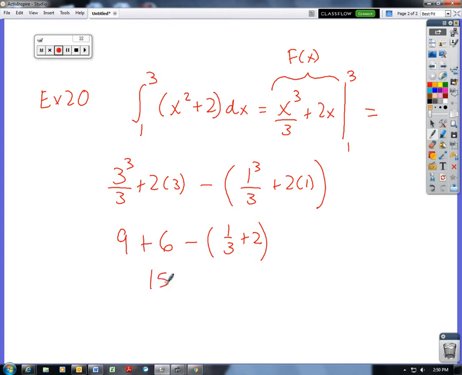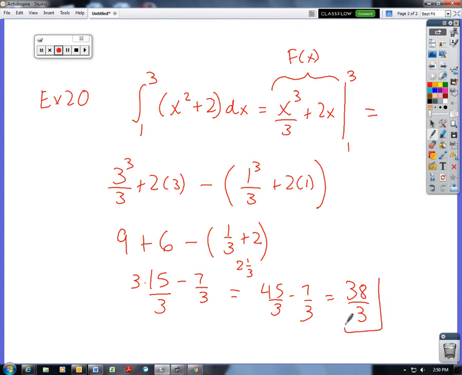1/3 plus 2 is 2 1/3, which is going to be 7/3. And we might as well get a common denominator and work this out. So we've got 45/3 minus 7/3, which is 38/3. And that's it. So that's the area. It would be the area under that curve from 1 to 3 as well. That's what this value would tell us. It's also known as the definite integral.